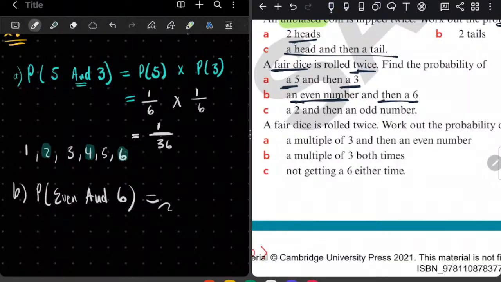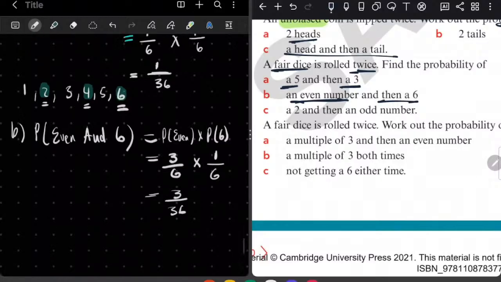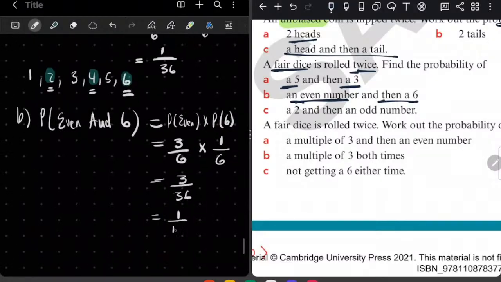So first, even and 6 means it's probability of even times probability of 6. Probability of even: how many even numbers do you have? 3. So it's 3 out of a total of 6, times the probability of getting a 6. How many faces have a 6 on them? 1, out of the total 6. So it becomes 3 times 1, which is 3, over 6 times 6, which is 36, which becomes 1 over 12. Okay, you reduce it.